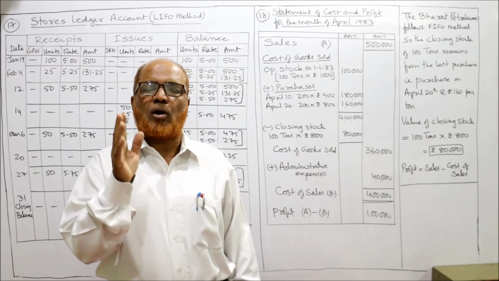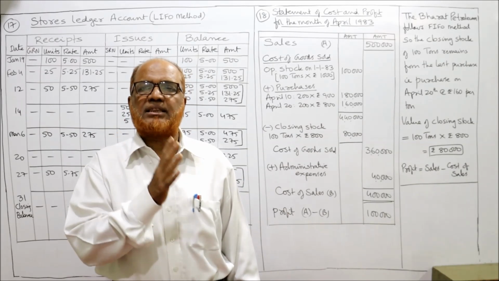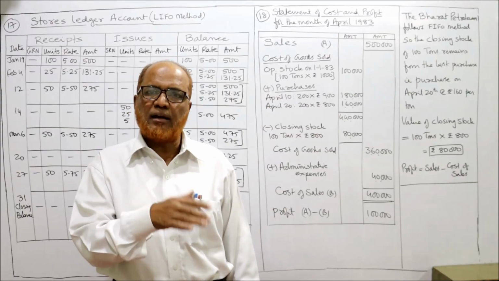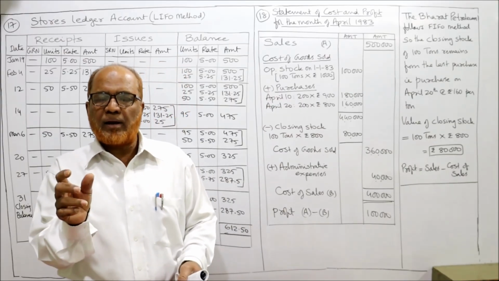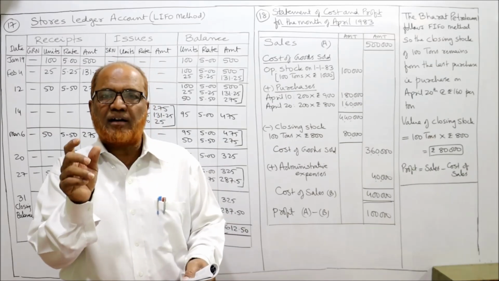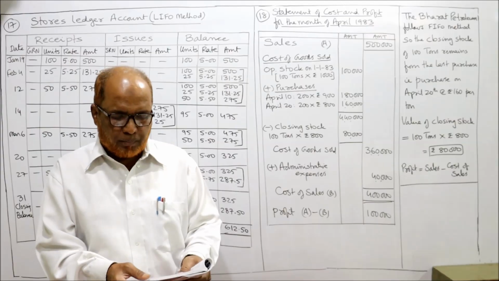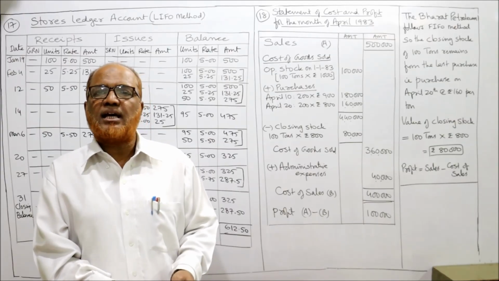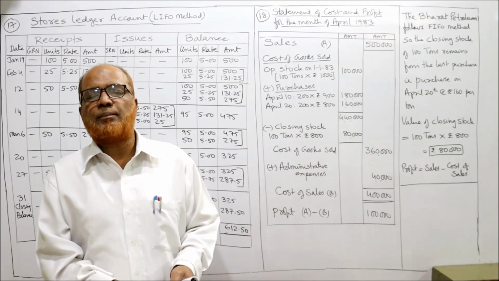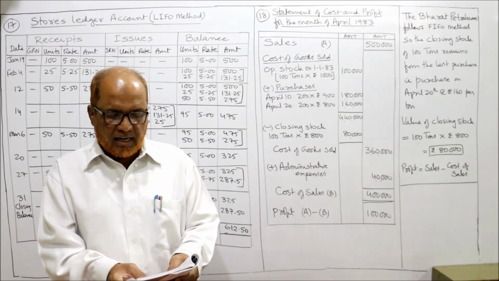So purchases are made on 10th April and 20th April. 10th April को जो परचेस करे 900 रुपीस पर टन एंड 20th April को जो परचेस करे 800 रुपीस पर टन. Inventory on 30th April. Inventory at 30th April means closing stock is 100 tons.